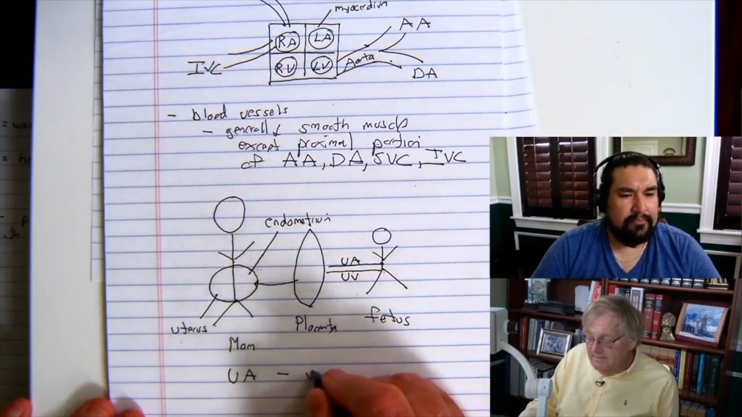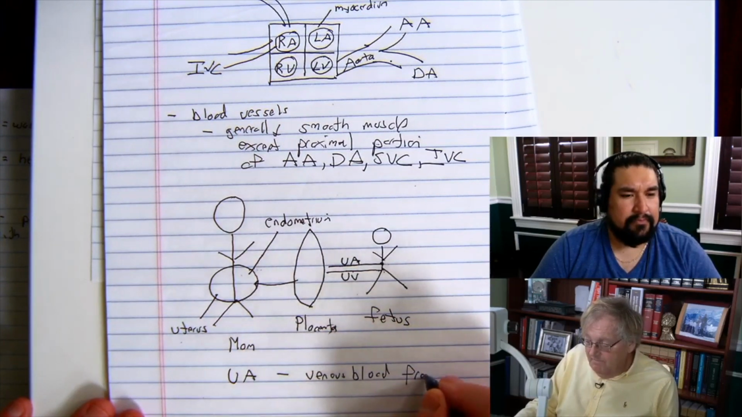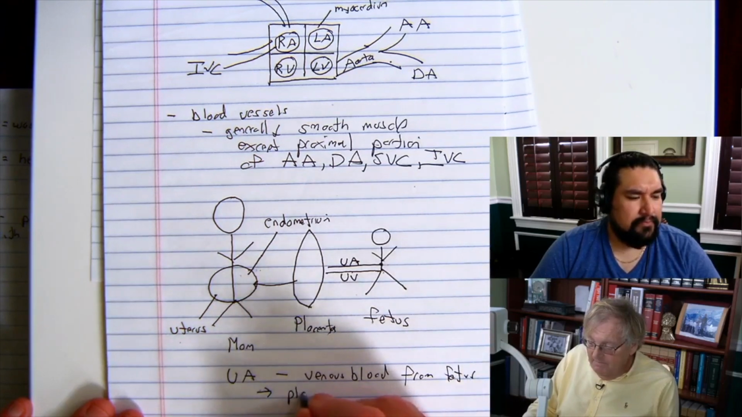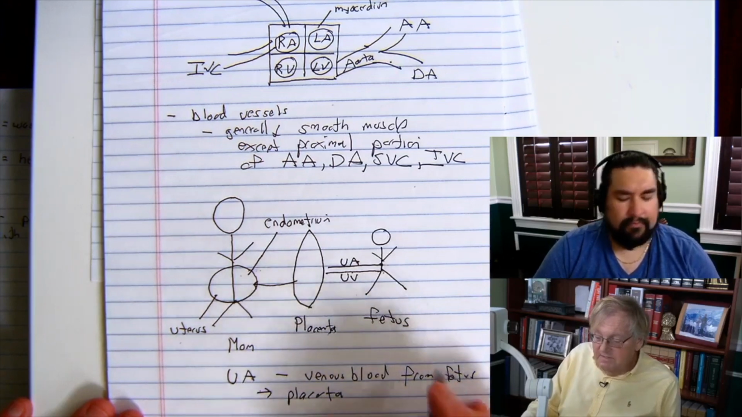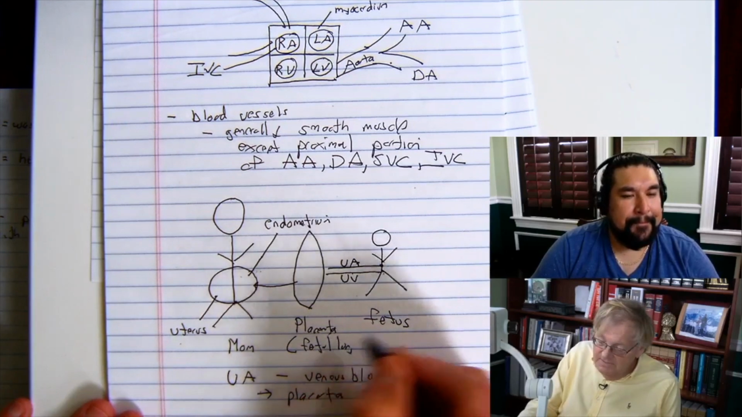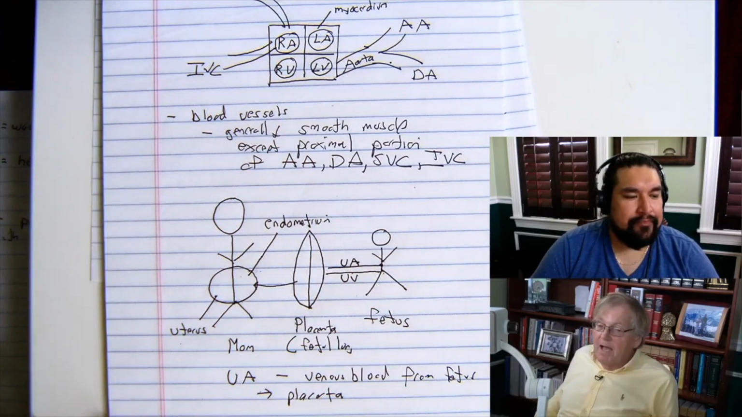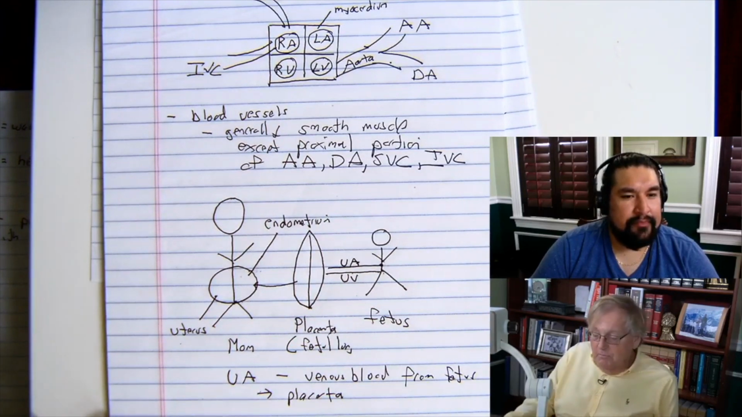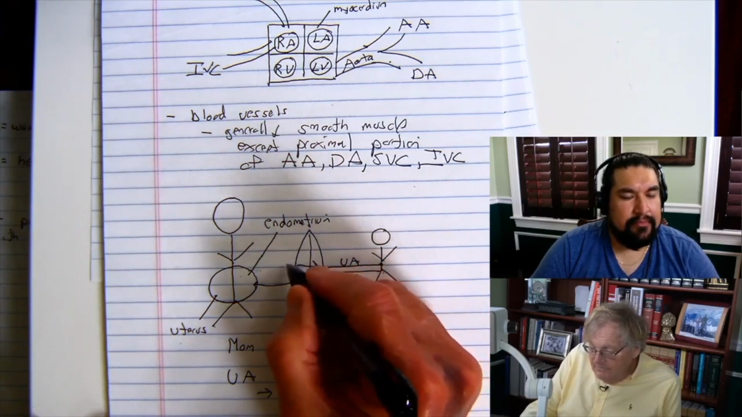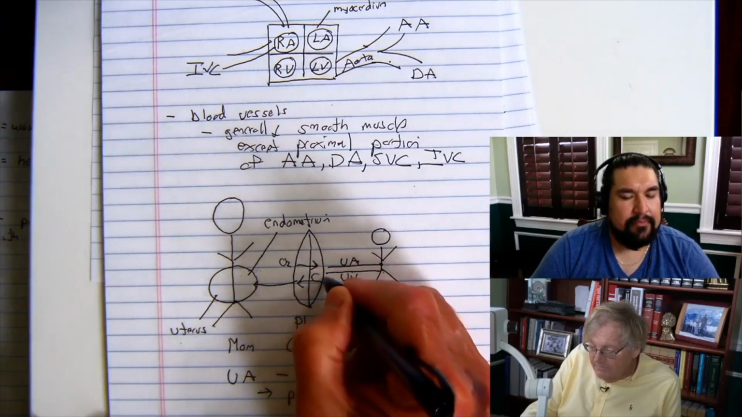So the UA has venous blood from the fetus, and it's sending it to the placenta. The placenta is what I generally call the fetal lung, and it's going to exchange gases at that point. Half of the placenta is owned by your mom and half by you. Your mother is going to send oxygenated blood over, and you're going to send back deoxygenated blood, or CO2, back to her.